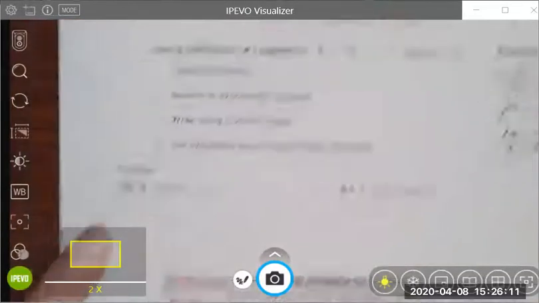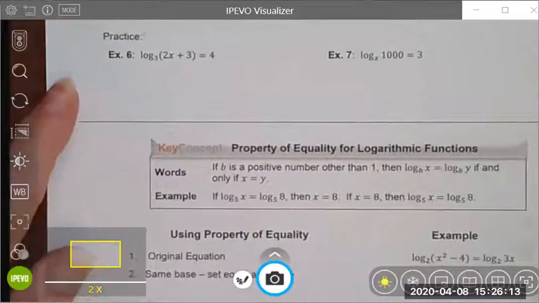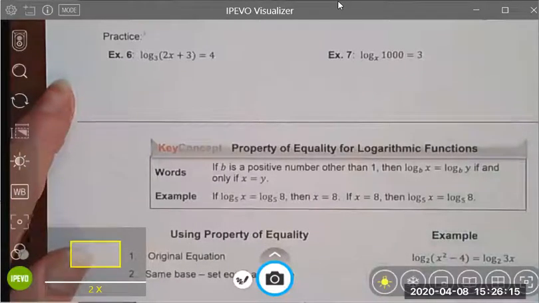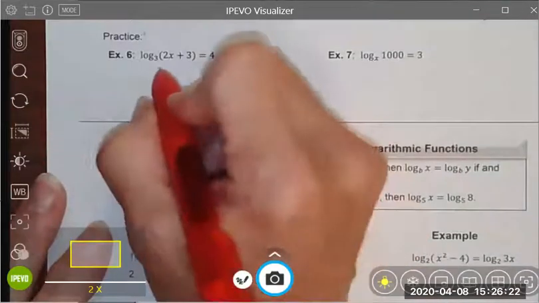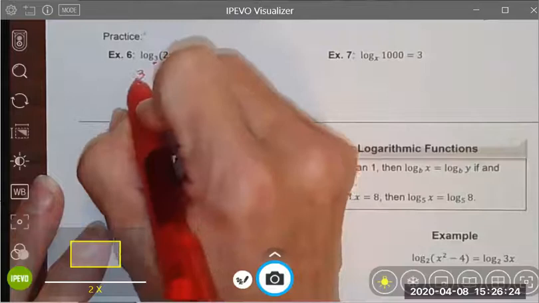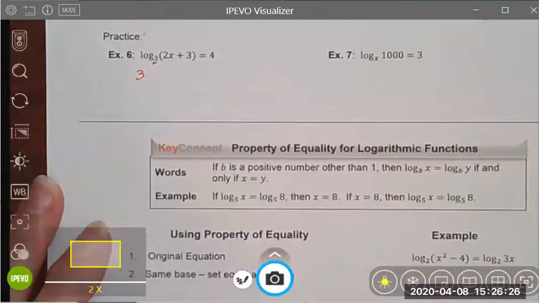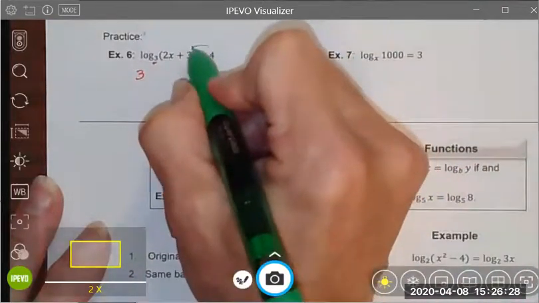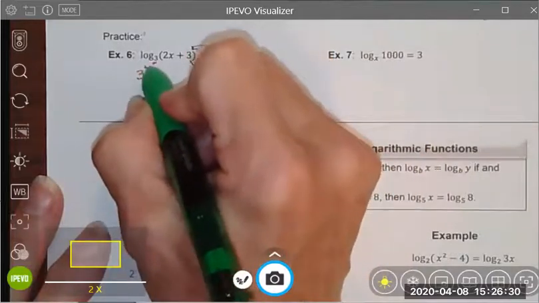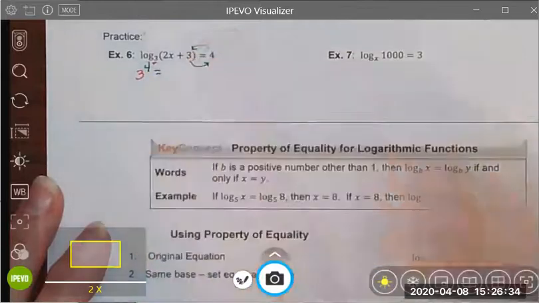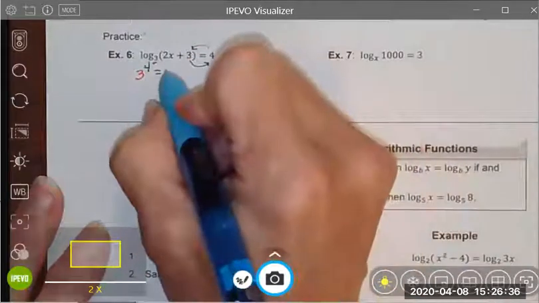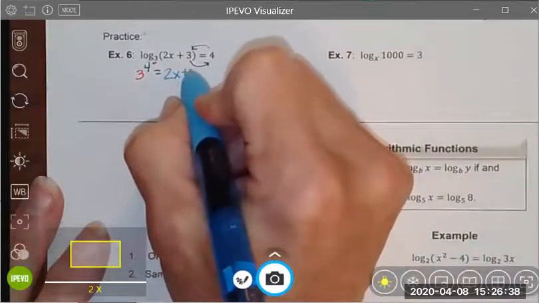Let's try another one. Just make sure we can see this. Yes, we can. Okay, so for this one, I need to rewrite my logarithmic function as an exponential function. It has a base of 3. I do my log roll and identify 4 as my exponent, and I know that that is going to be equal to 2x plus 3.